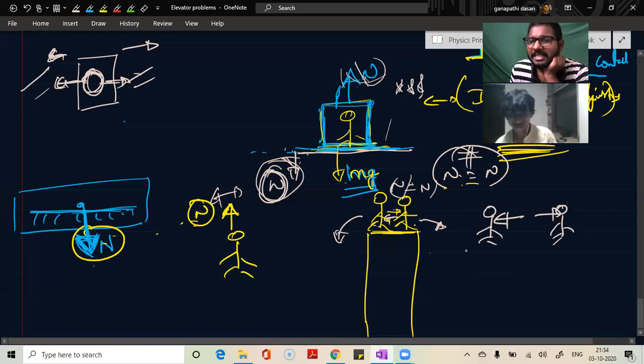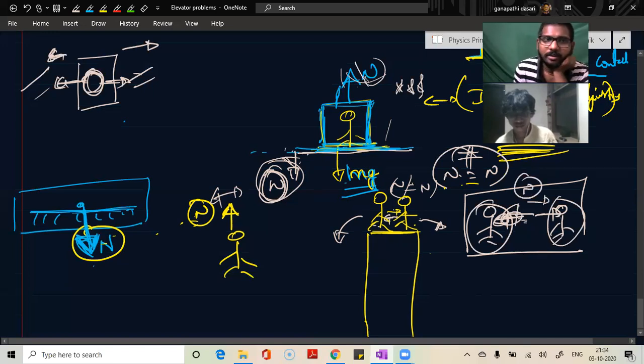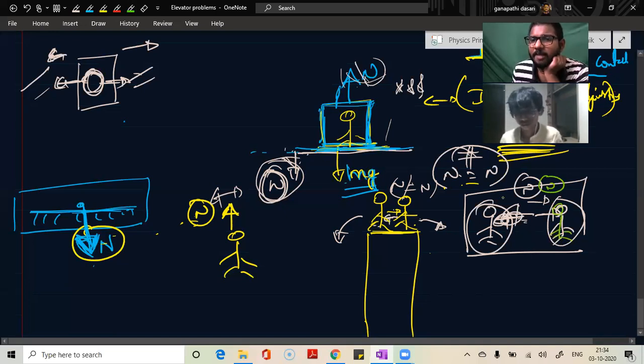If we consider both of these to be a system, then the net normal will be zero. But if we consider only this boy, on this boy normal is acting. On the other boy also normal is acting. You might say this normal is given by this boy only. What is acting on the other boy? This normal is acting, but they're acting on two different bodies.